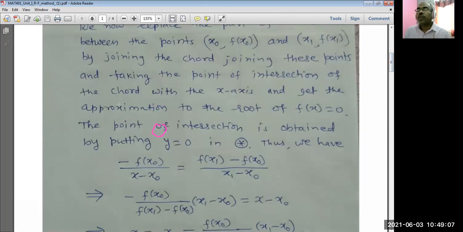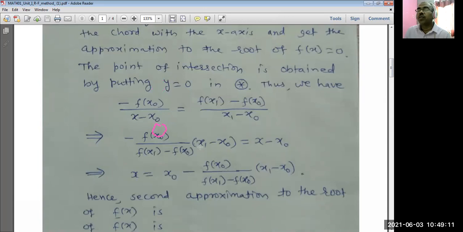So what we are doing, we are putting y is equal to 0 here in star. If you put y is equal to 0 in the numerator of the left hand side of equation star, we have y minus f of x0. So y is 0, so 0 minus f of x0 in the numerator. Rest of the things remain the same, right? And then we find the value of x.